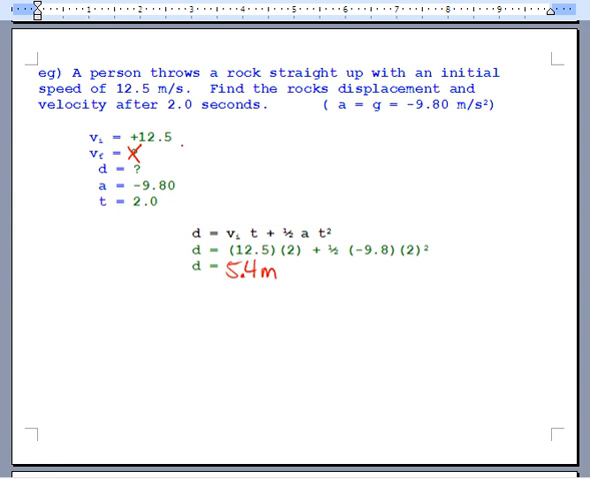So here's what I would do. I'd actually make a second list where I just use the information that the question gave me. And this time I have final velocity as my question mark and displacement is out. So we need to find an equation that doesn't have a D. Hit your formula sheet. There it is. Probably the easiest of all. VF equals VI plus AT.